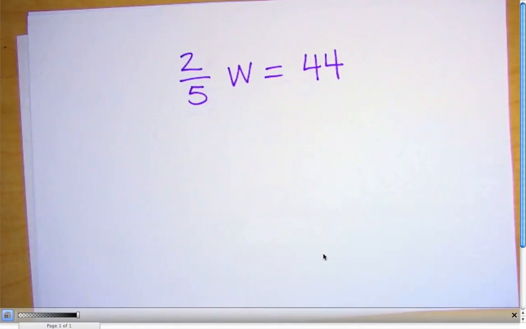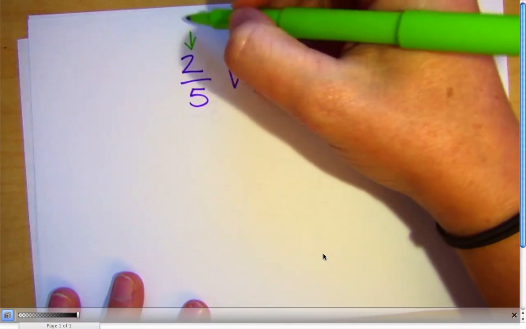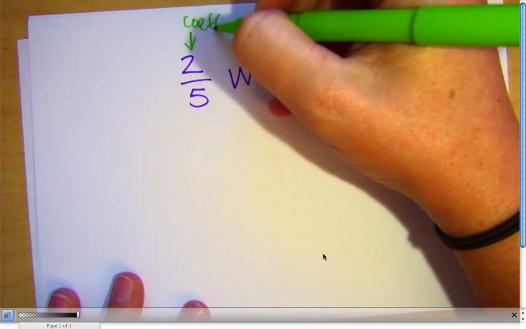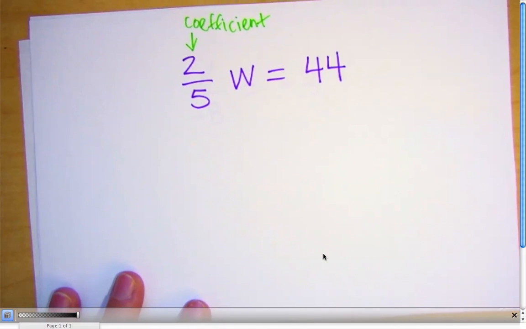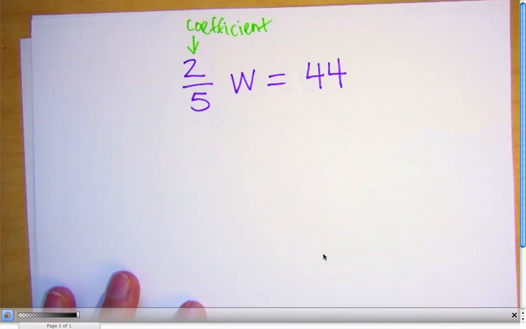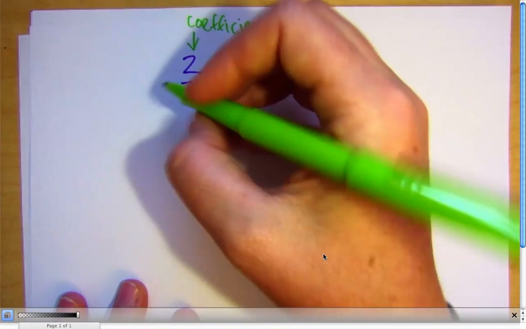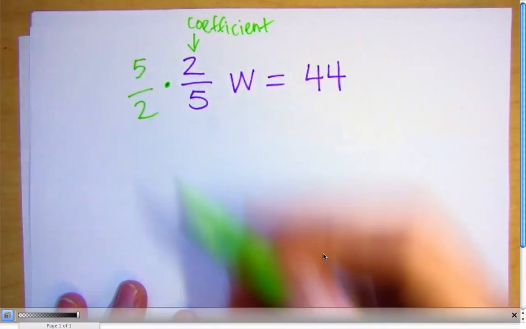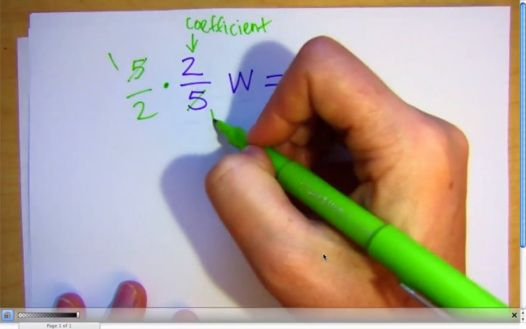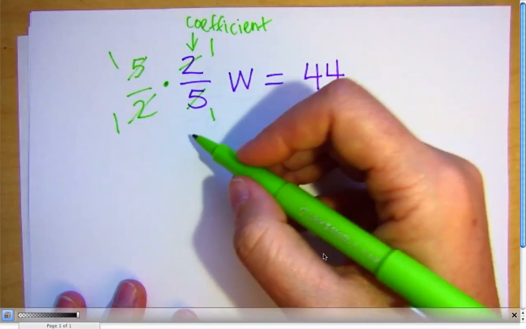This time our coefficient is 2/5. Remember, we want our coefficient to equal 1. That will isolate our variable of w. So to make it 1, we multiply by the reciprocal of the coefficient. The reciprocal of 2/5 is 5 over 2. So the 5's will cancel out to 1's, the 2's will factor out to 1, and I'm left with just 1w.